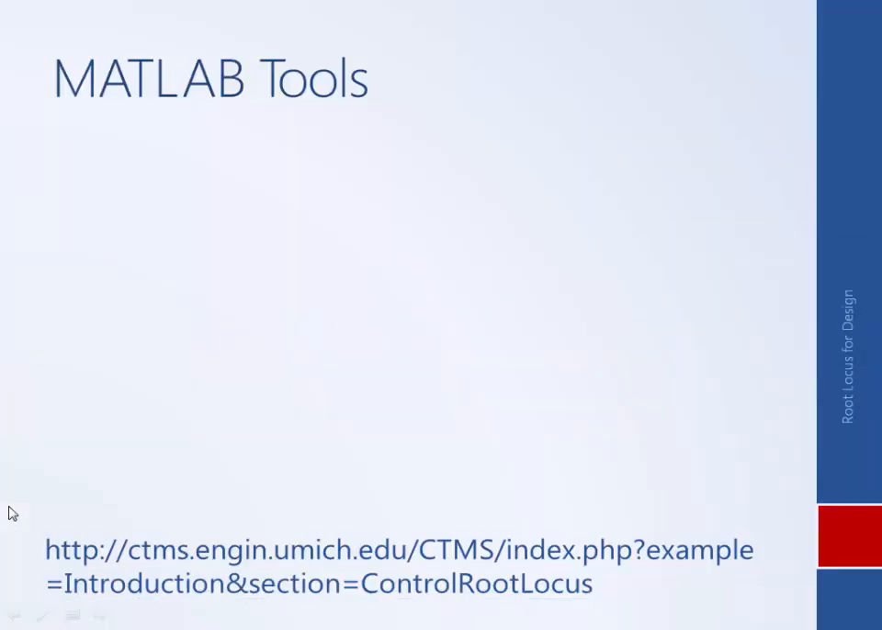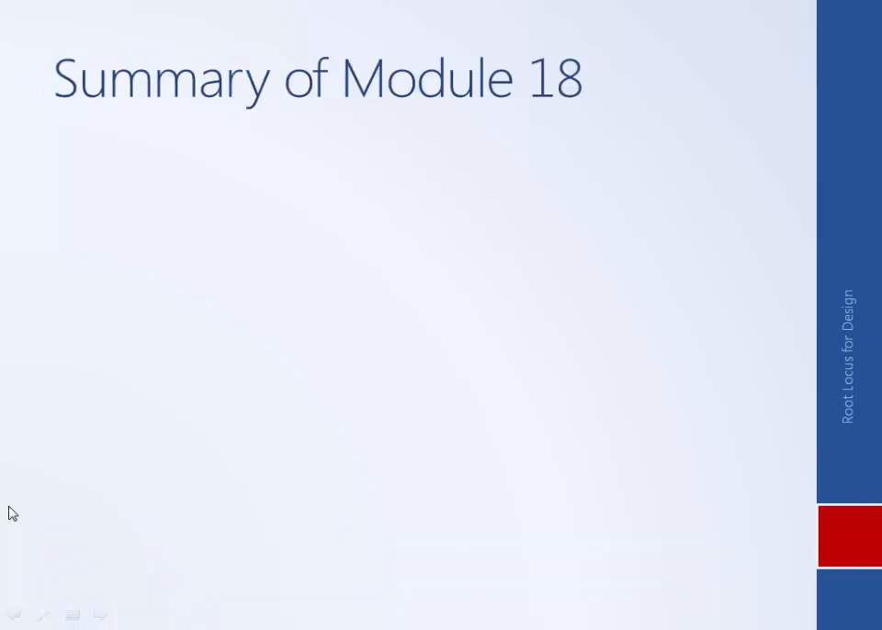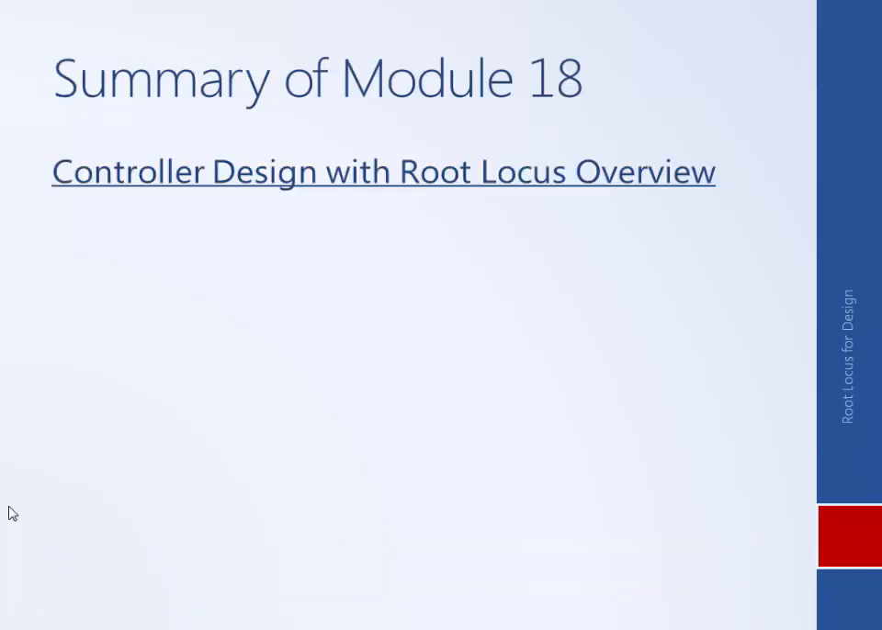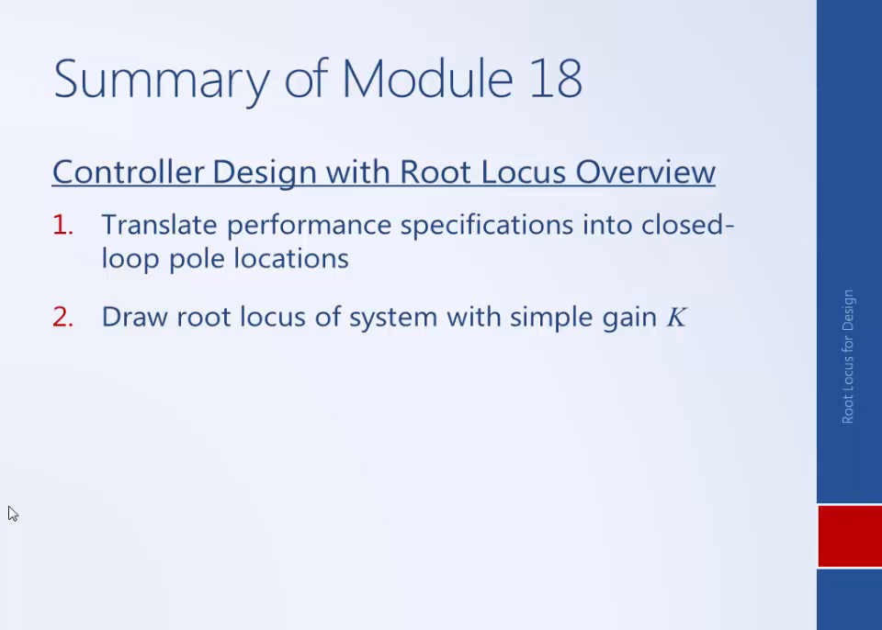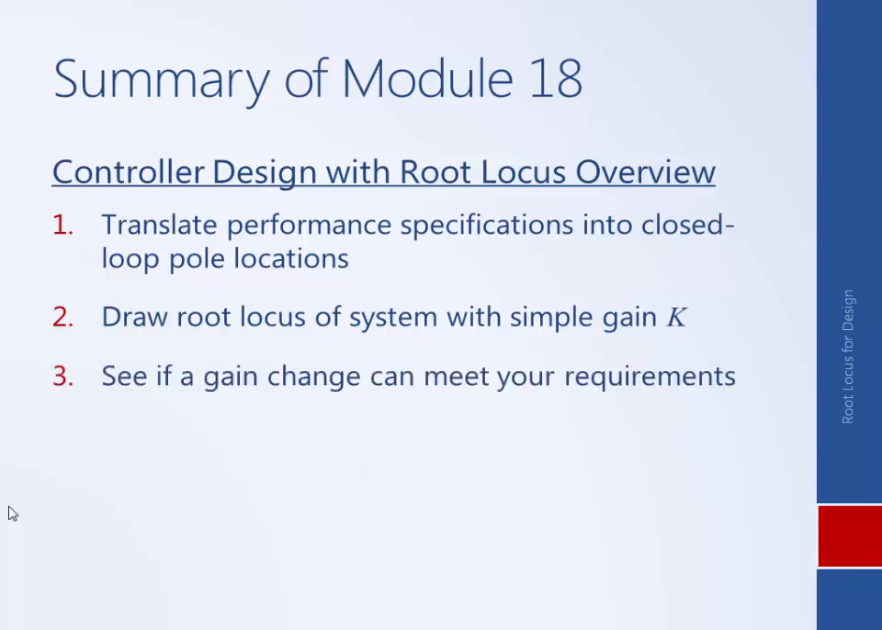Returning to the PowerPoint presentation, that brings us to the conclusion of Module 18. In this module, we discuss how to use the root locus in order to design controllers, and in particular we introduced a procedure where we first translate performance specifications into closed loop pole locations. We then draw the root locus for a simple gain k for a simple proportional controller, and we see if that gain change can meet our requirements. In other words, we see, is there a value of k that puts the root locus in the desired region, that puts the closed loop poles in the desired region?